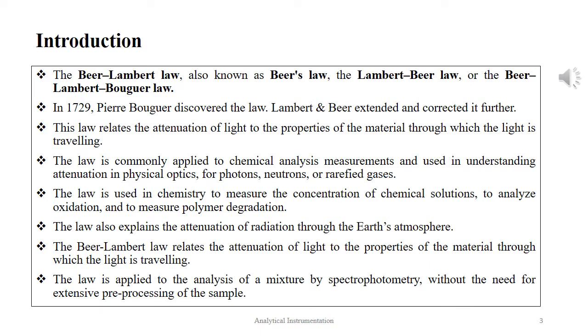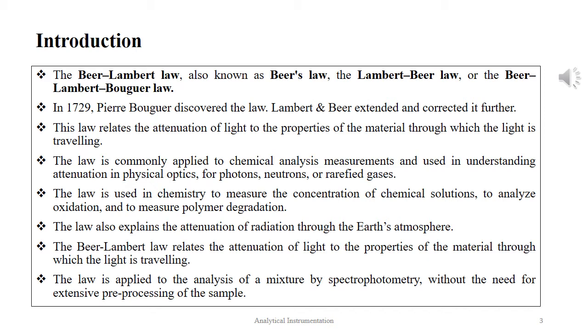The Beer-Lambert Law, also known as Beer's Law, Lambert-Beer Law, or the Beer-Lambert-Boger Law. In 1729, Pierre Boger discovered the law. Lambert and Beer extended and corrected it further. The law relates the attenuation of light to the properties of the material through which light is traveling.